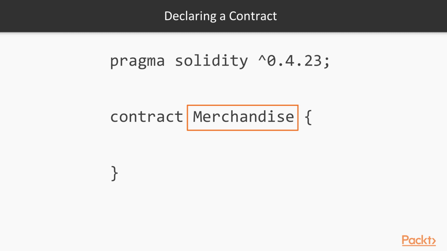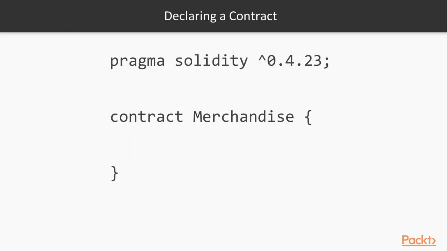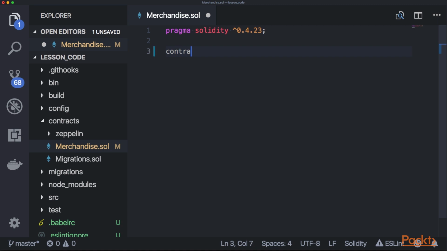Most of the time, this contract name is going to match the file name. After the contract name, we have a set of curly braces, and it's inside those curly braces where we'll put our smart contract code. So we'll specify the keyword contract, give our contract a name, and then our curly braces. And now we're ready to start writing the code that makes up our smart contract.